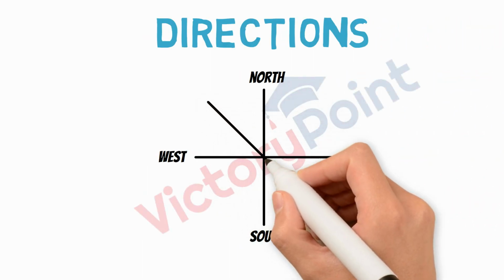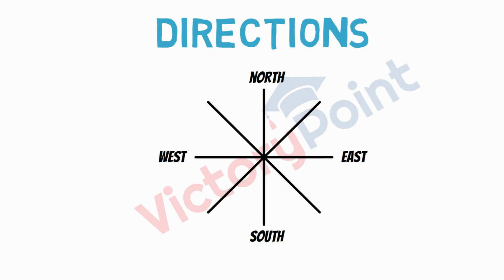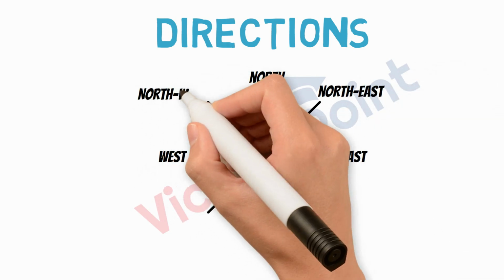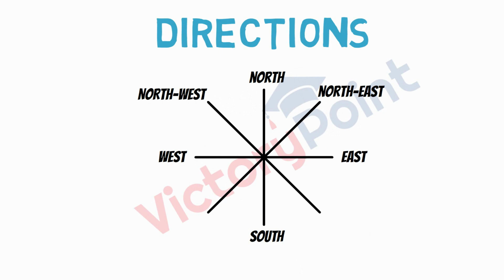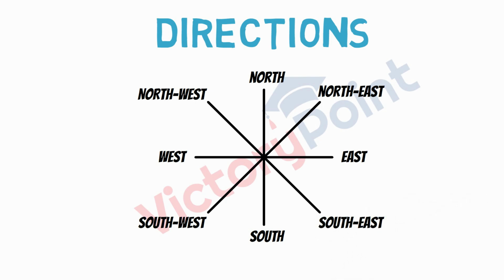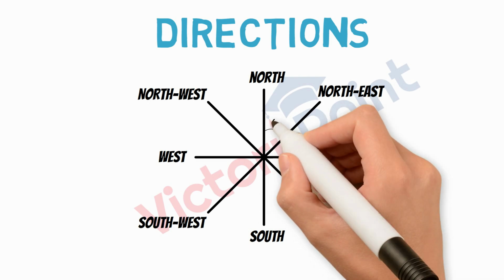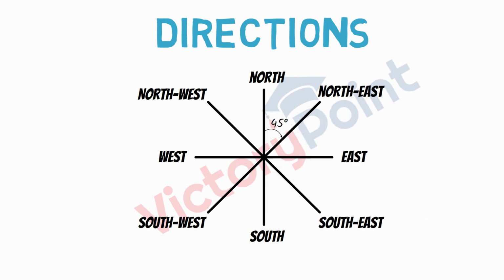We also have 4 intermediate directions that are the directions between these cardinal directions. These are northeast, between north and east, northwest, which is between north and west, southwest, which is between south and west direction, and also southeast, which is between south and east. They divide these cardinal directions exactly from the center. That is, now if you see, the angle between them will be 45 degrees.